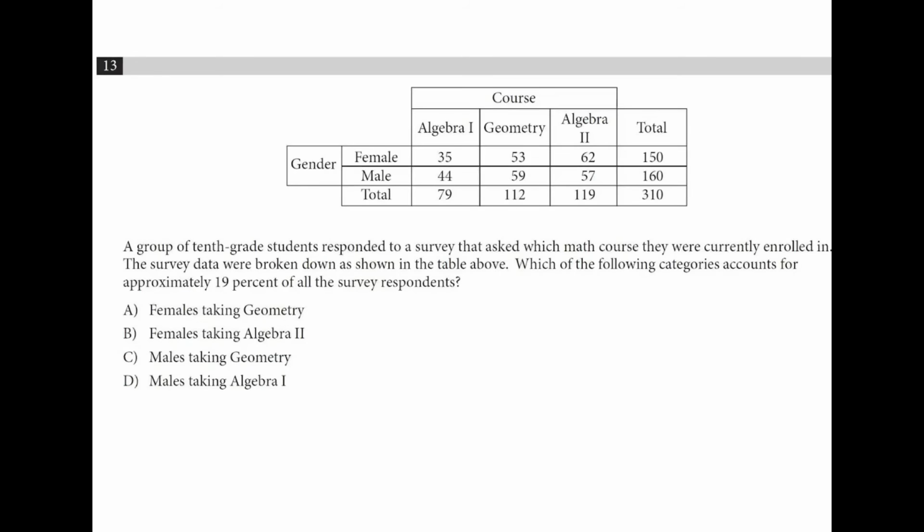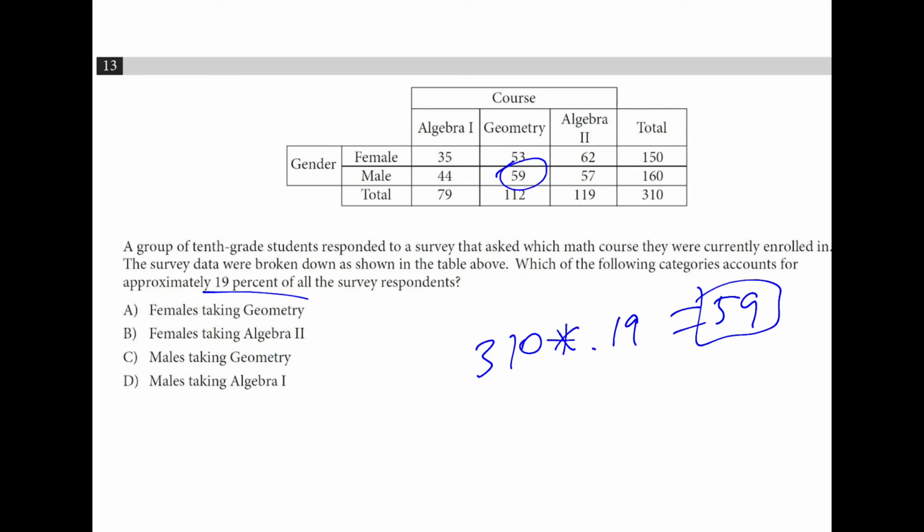Which of the following categories accounts for approximately 19% of all the survey respondents? Since we have 310 total, if we multiply that by 0.19, we're looking at around 59. So the only one I see in the table here is males taking geometry, because exactly 59 is 19%.